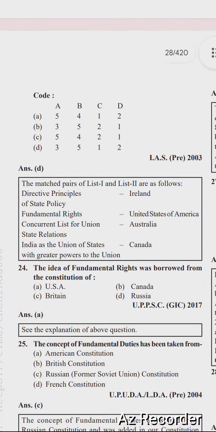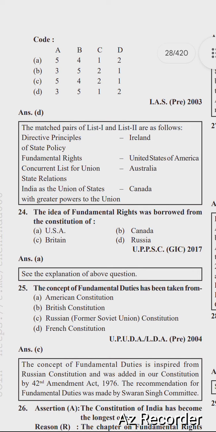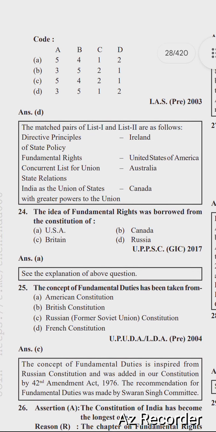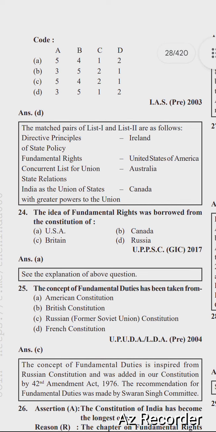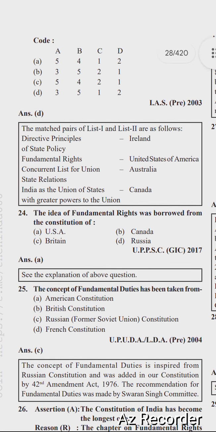So the matched pair of list 1 and list 2 are as follows. The directive principle of state policy related to Ireland, fundamental rights United States of America, concurrent list of union state relation Australia, India as the union of states with greater power to the union, Canada.